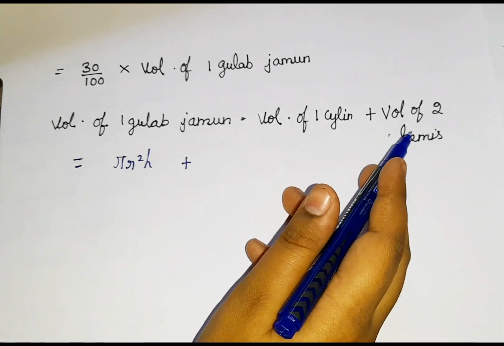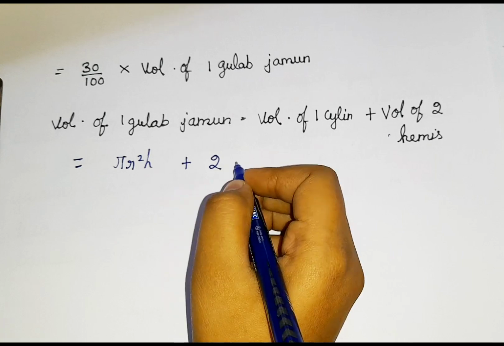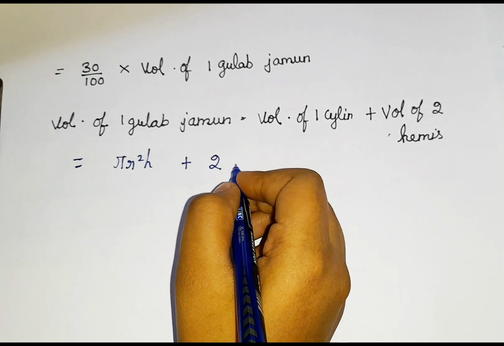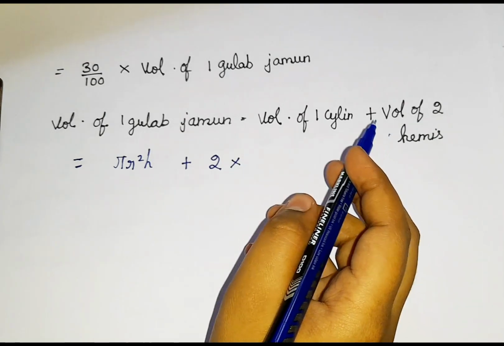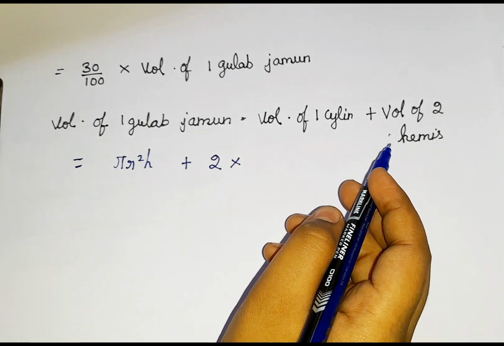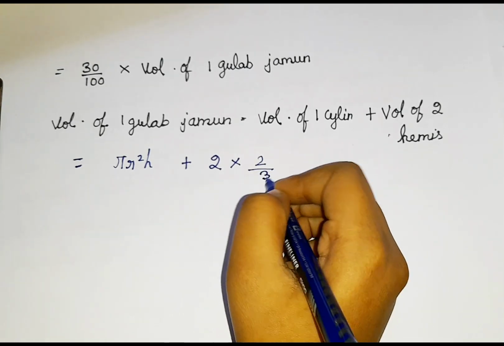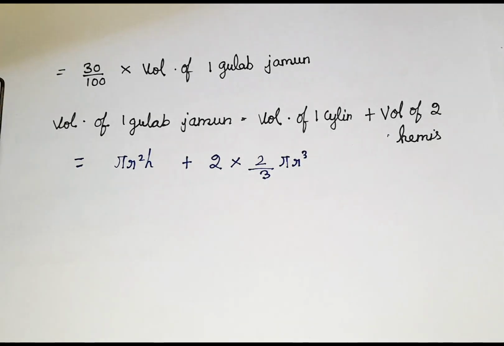First of all, we have two hemispheres, right? So let us mention the two at first, and then let us put multiplication, or you can just put a bracket, both are the same. Now let us apply the formula. What is the volume of hemisphere? The volume of hemisphere is 2 by 3 pi r cube. So this is the volume of hemisphere.